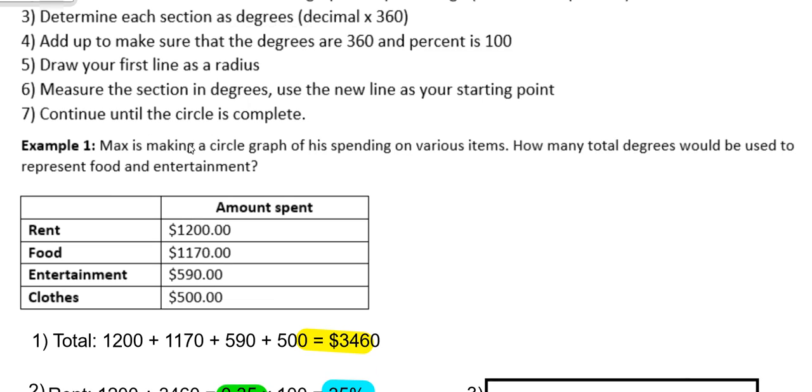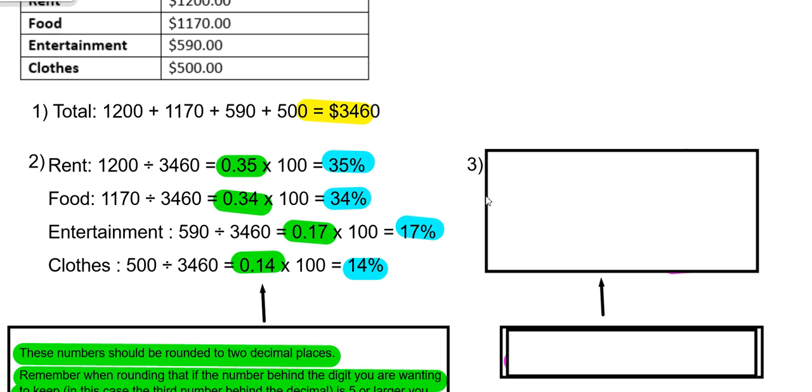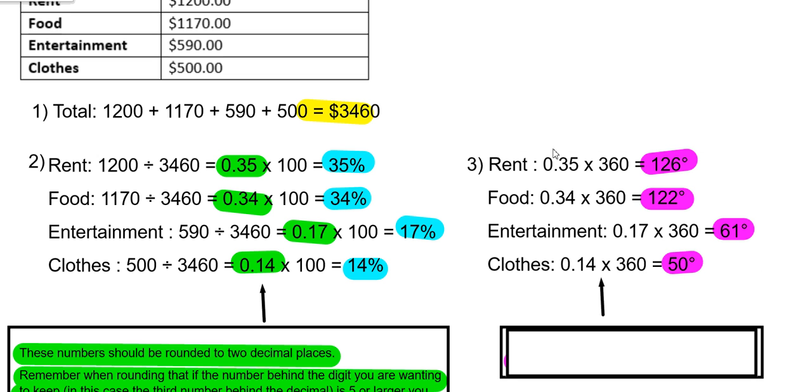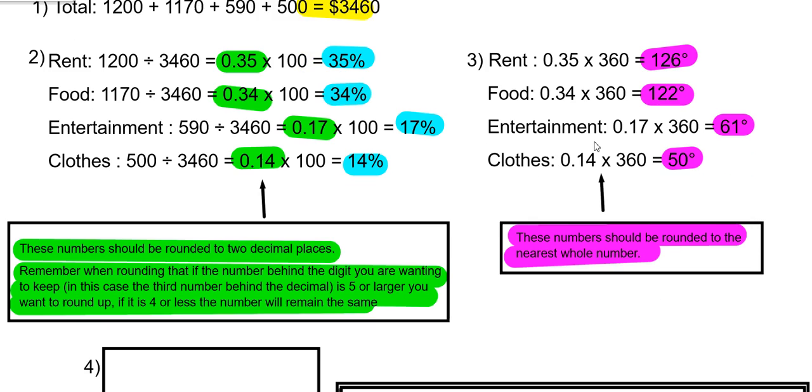Step 3 is going to require us to determine each section as a degree. So we're going to have to take the decimal numbers and multiply them by 360. Once again, these numbers are going to be rounded, but instead of rounding to a decimal, we're rounding to the nearest whole number. Our protractors don't do decimals well. When we do this, we're going to get rent is 126 degrees, food should be 122 degrees, entertainment will be 61 degrees, and clothes will be 50 degrees. Yes, these are in degrees, and the reason is because it is a portion of a circle. It's what degree of the circle is represented by that.